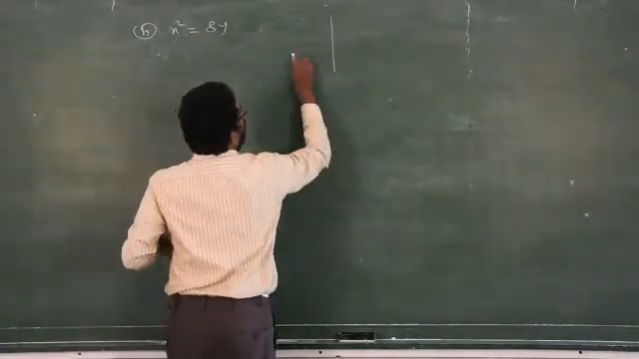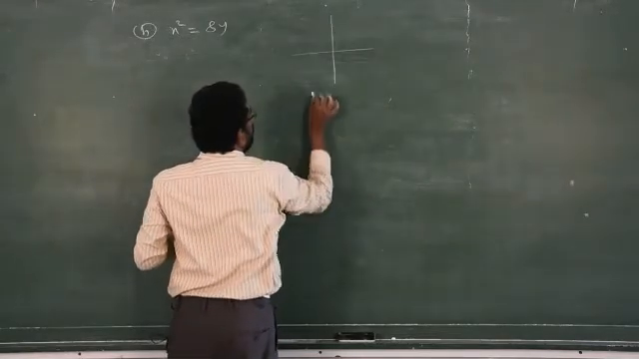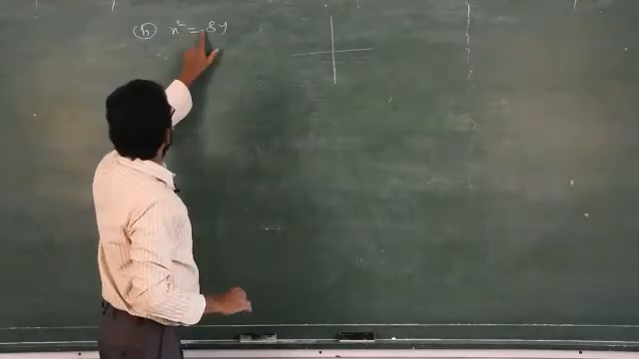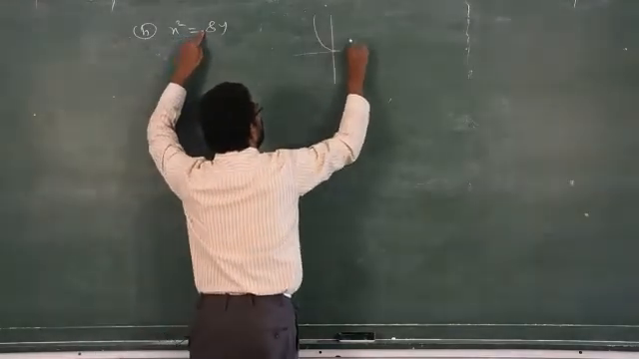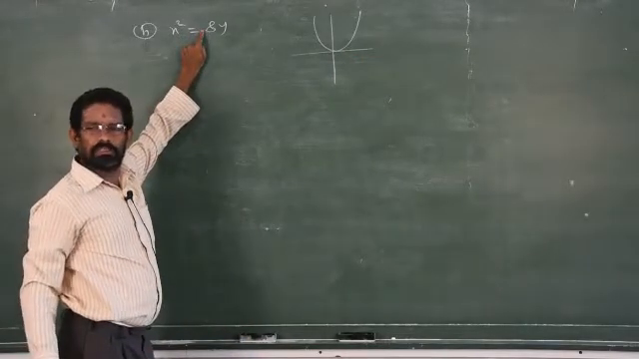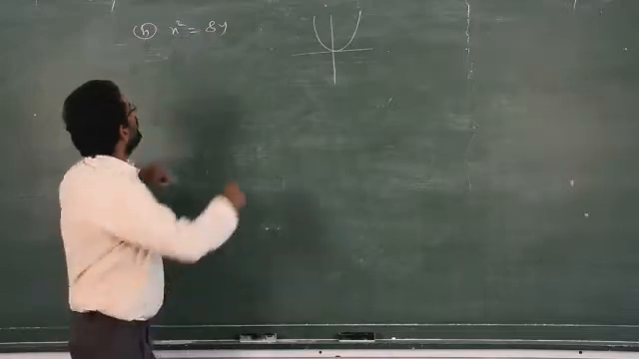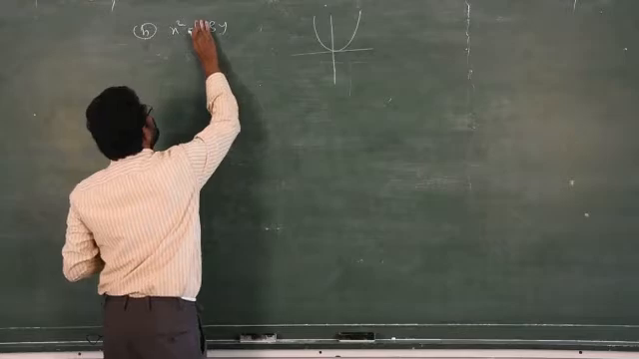Therefore, your diagram is either in this format or down. See that sign, what sign is there? Plus. So you have to draw the diagram on the positive side, open upwards. Positive sign. If there is a negative sign, then your diagram will come down. Clear? But here it is given positive.